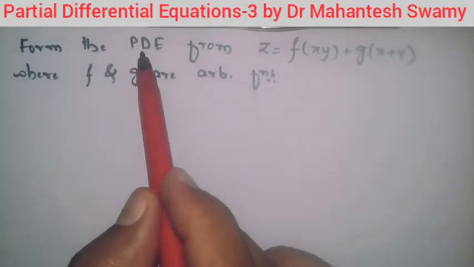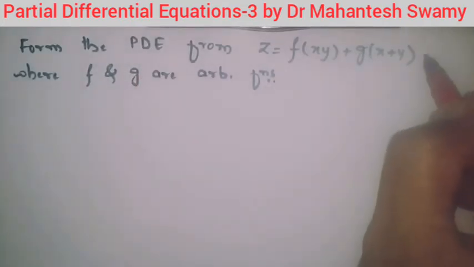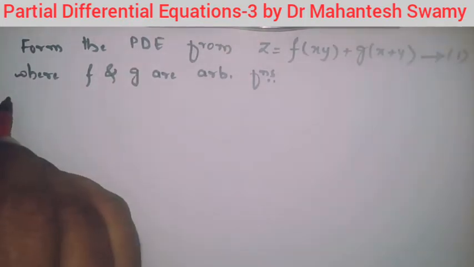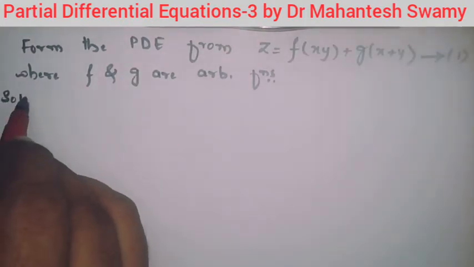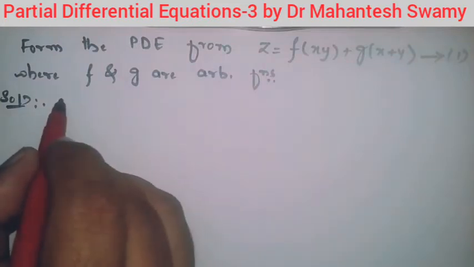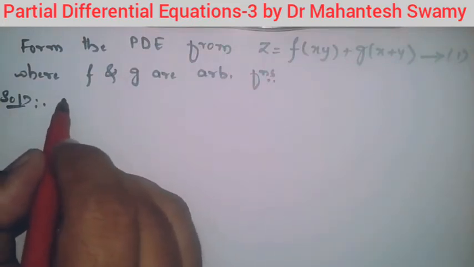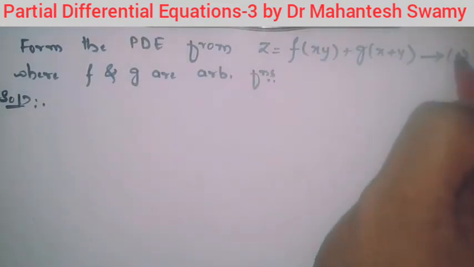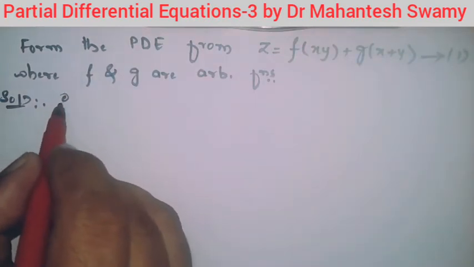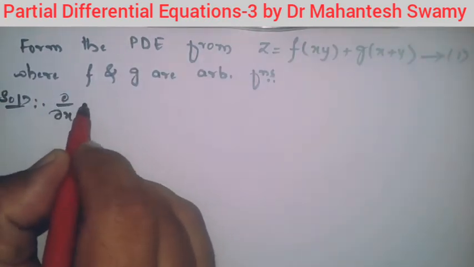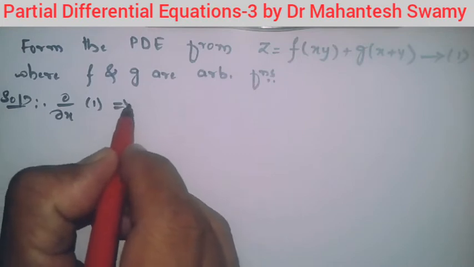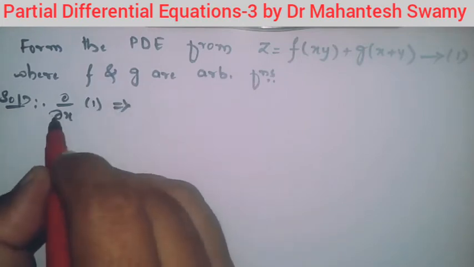So let us begin the solution. First, let us call the given equation as equation number 1. First, differentiate the given equation 1 with respect to x partially. So when we differentiate equation 1 with respect to x partially, that means when we take dou by dou x of equation number 1, so we are differentiating 1 partially with respect to x.